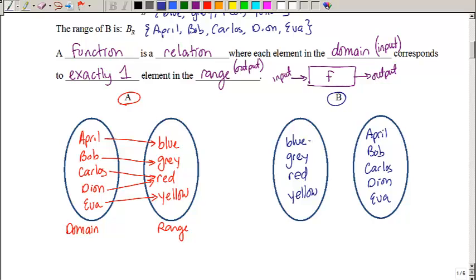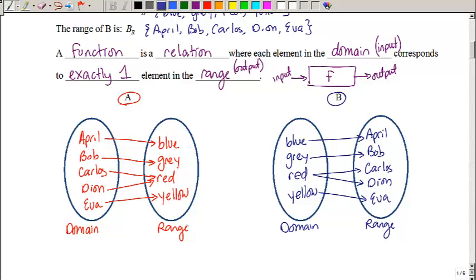Who is wearing a blue shirt? Well, that's April. Who's wearing the gray shirt? Bob is. And who's wearing the red shirt? Carlos and Dion are both wearing a red shirt, and the yellow shirt is worn by Ava. Again, this is my domain and my range. So is set A a relation?